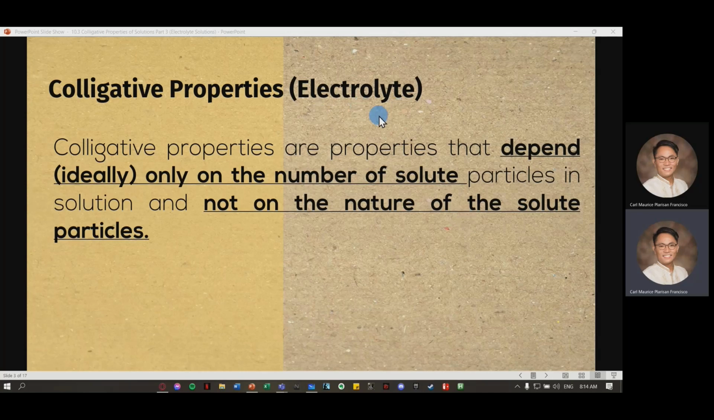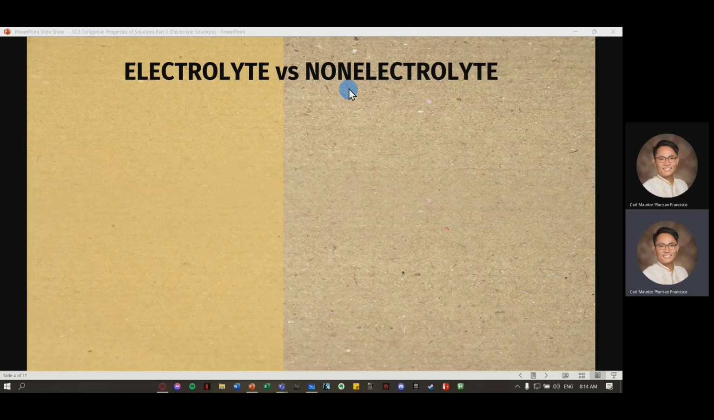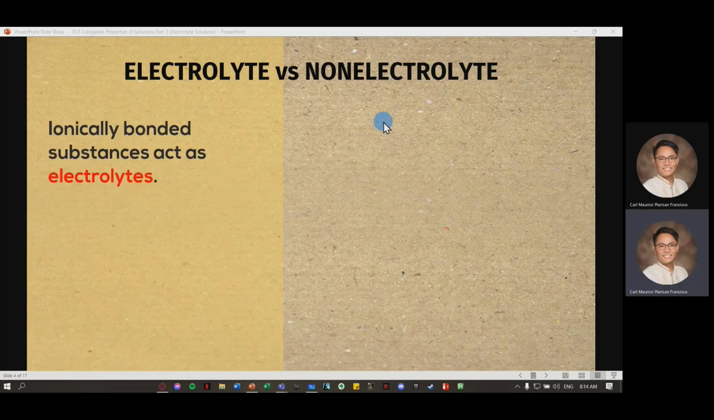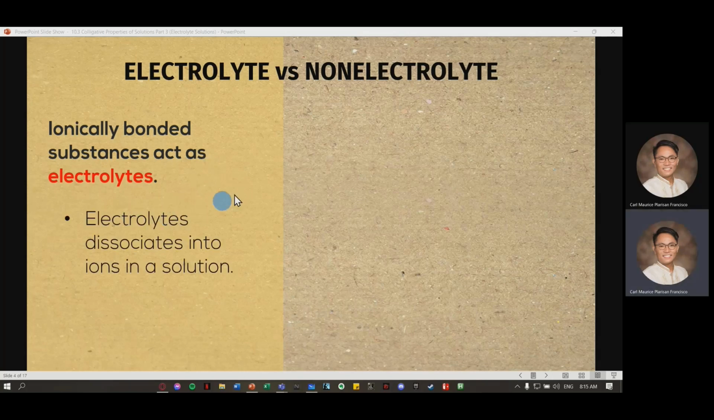Now what about electrolyte? Now electrolyte is different from non-electrolyte. So what's the difference? Electrolytes are ionically bonded substances. Okay, so ionically bonded substances like ionic compounds act like an electrolyte. Now, electrolytes dissociate into ions in a solution.